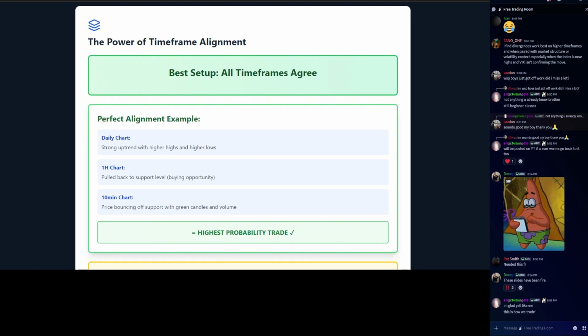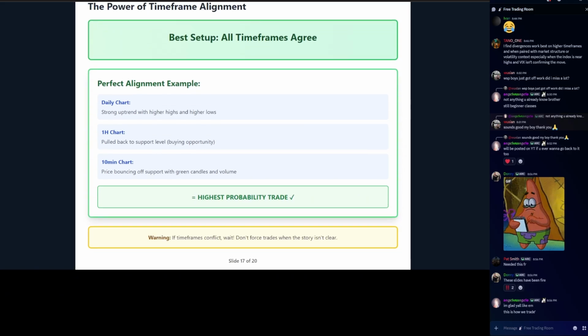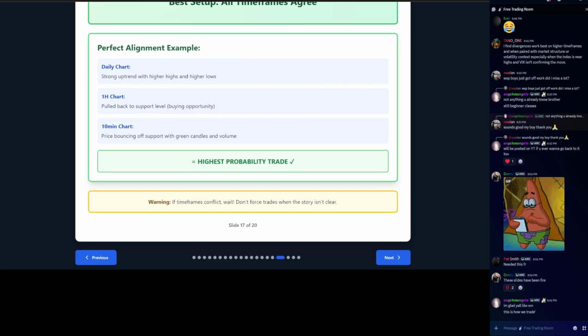Perfect example: the daily chart is in a strong uptrend with higher highs and higher lows. The 1 hour chart pulled back to a support level, which is the higher low on the daily time frame. It's a buying opportunity because at the previous higher low, price bounced right back up to make a higher high. On the 10-minute chart, price is bouncing off support with green candles and volume, and ideally the cloud. Now that equals a high probability trade, right? Now the warning: if time frames conflict, then wait.